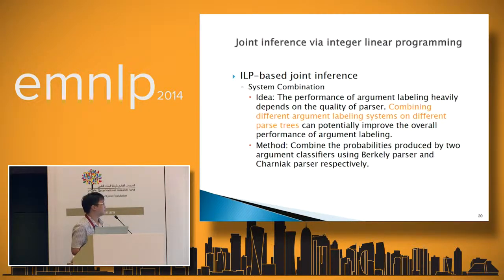In our approach, we further try to do some kind of system combination. Previous work has shown that the performance of argument labeling heavily depends on the quality of the parser. So combining different argument labeling systems on different parsers can potentially improve the overall performance of argument labeling. Our method combines the probabilities produced by using two different parsers: the first one is the Berkeley parser, and the second one is the Charniak parser.